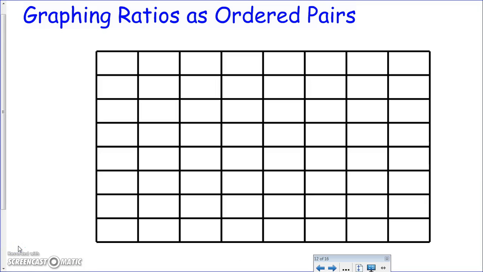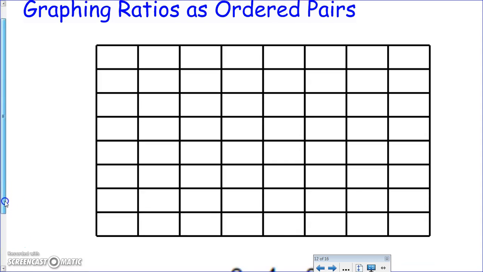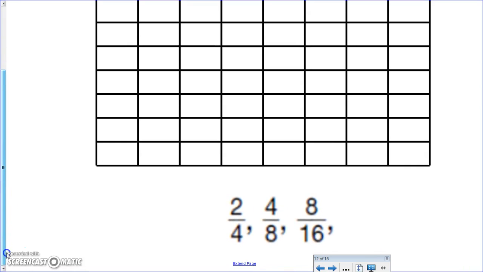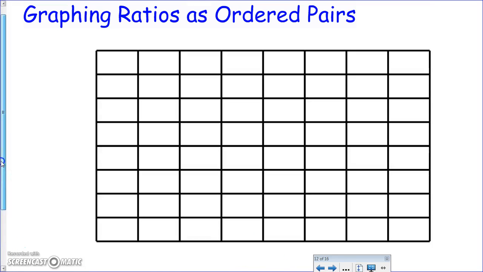All right, next, once you have a series of equal ratios, what you can do is graph them as ordered pairs on a line graph. To do that, we take the 3 ratios we have at the bottom, 2/4, 4/8, and 8/16, and we're going to turn those into ordered pairs so we can graph them. The numerator becomes the x-coordinate, so it's always listed first. The denominator becomes the y-coordinate, so it's listed second. So we're going to write these 3 fractions as ordered pairs over here on the left.